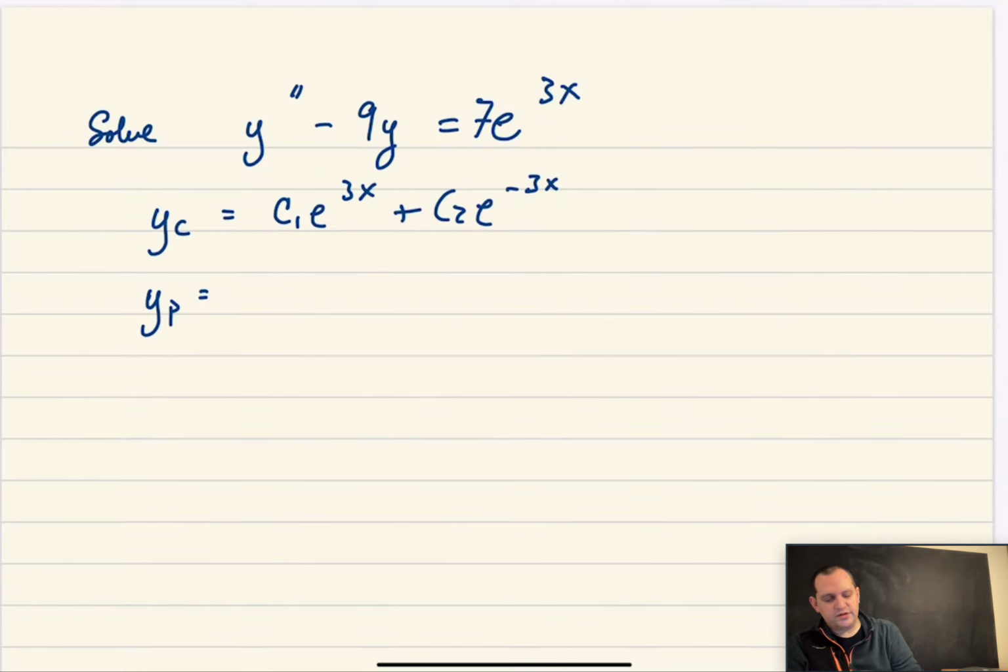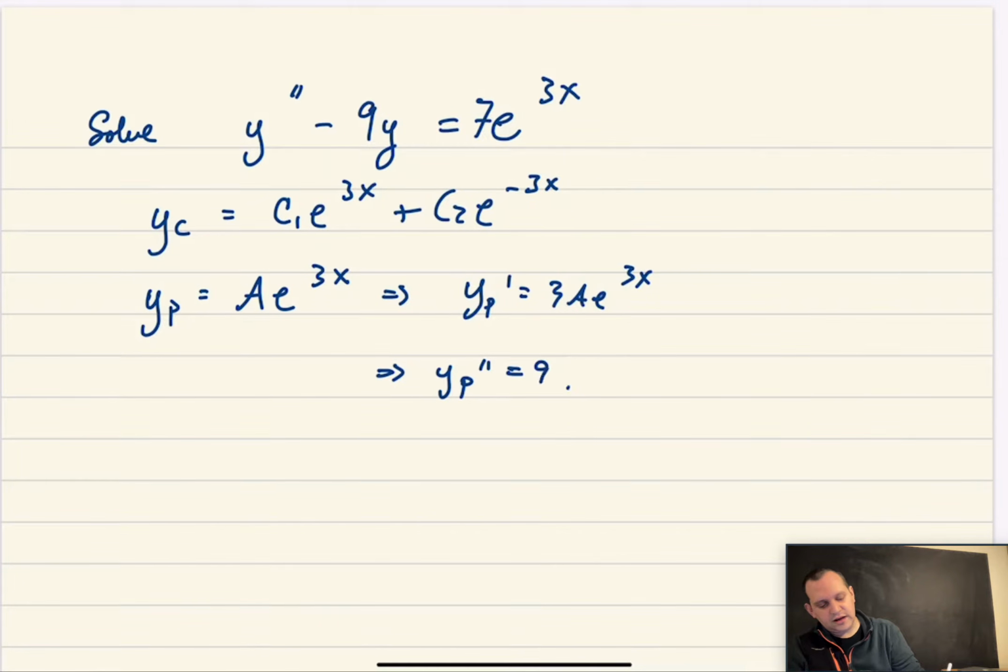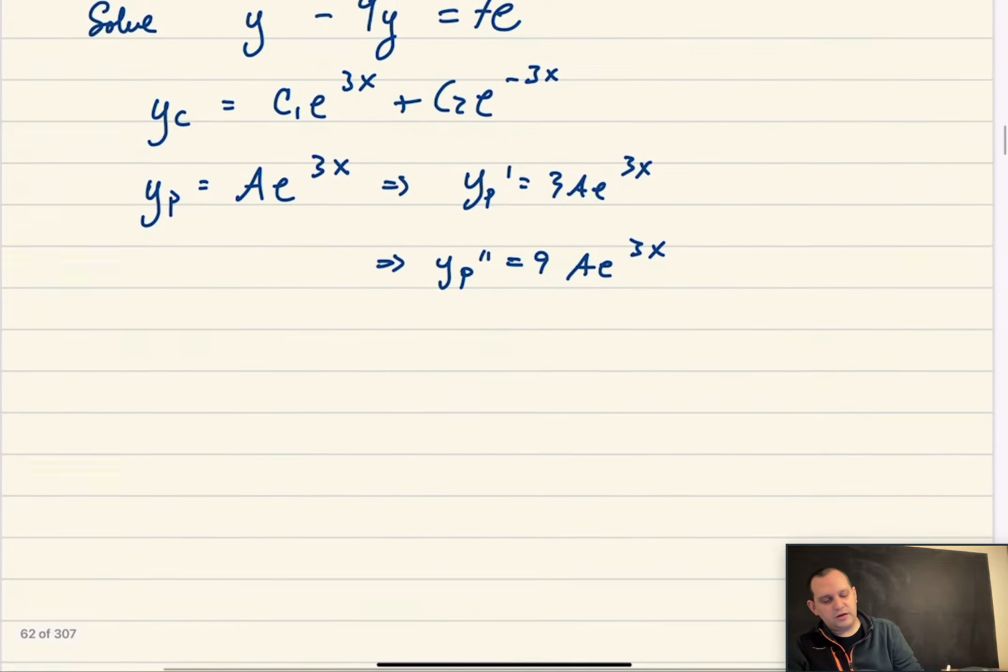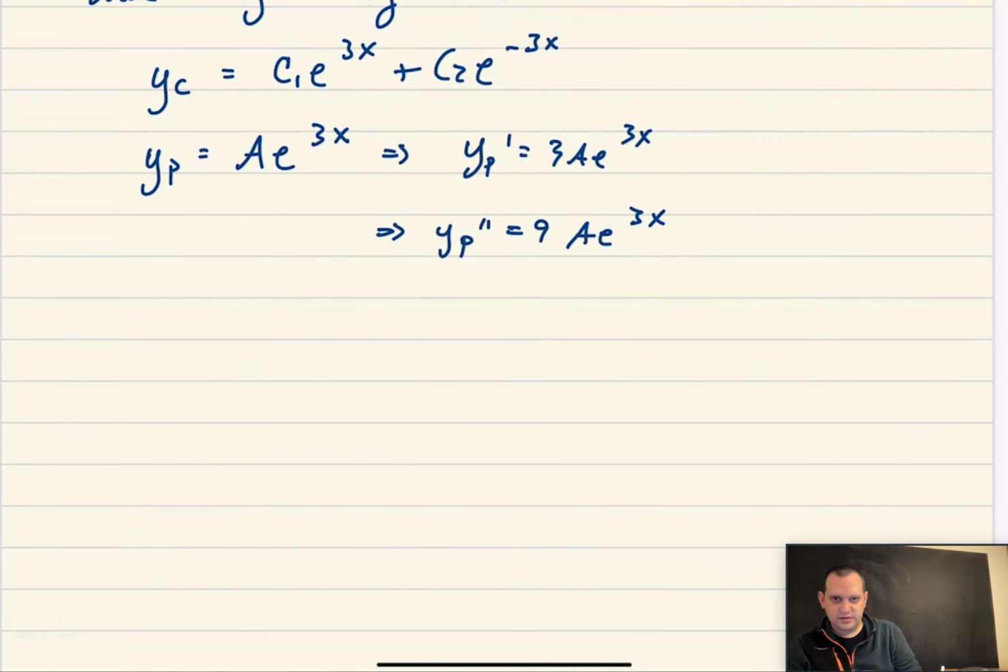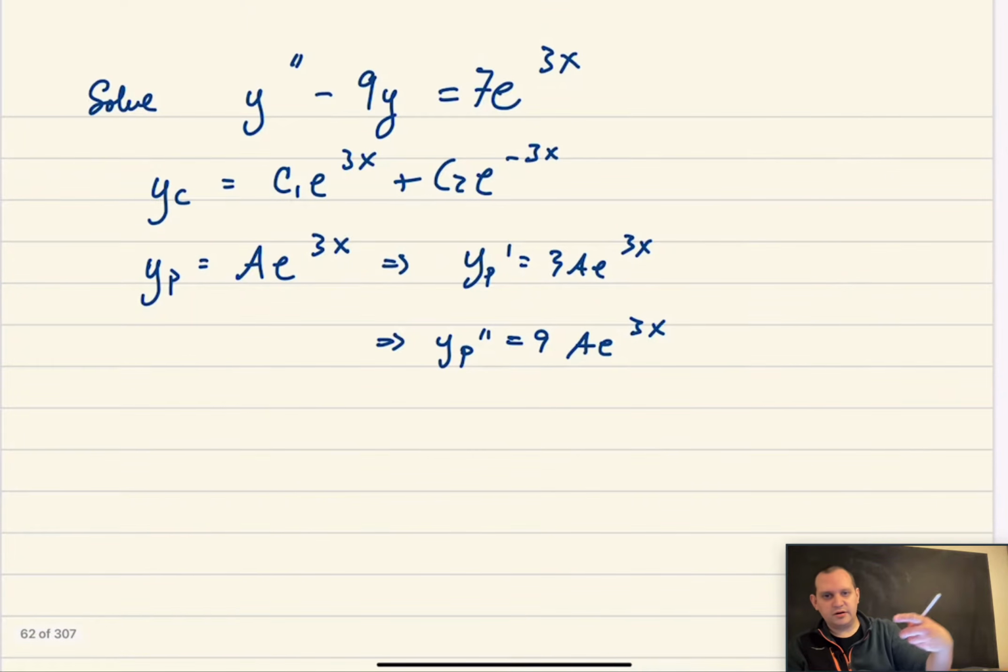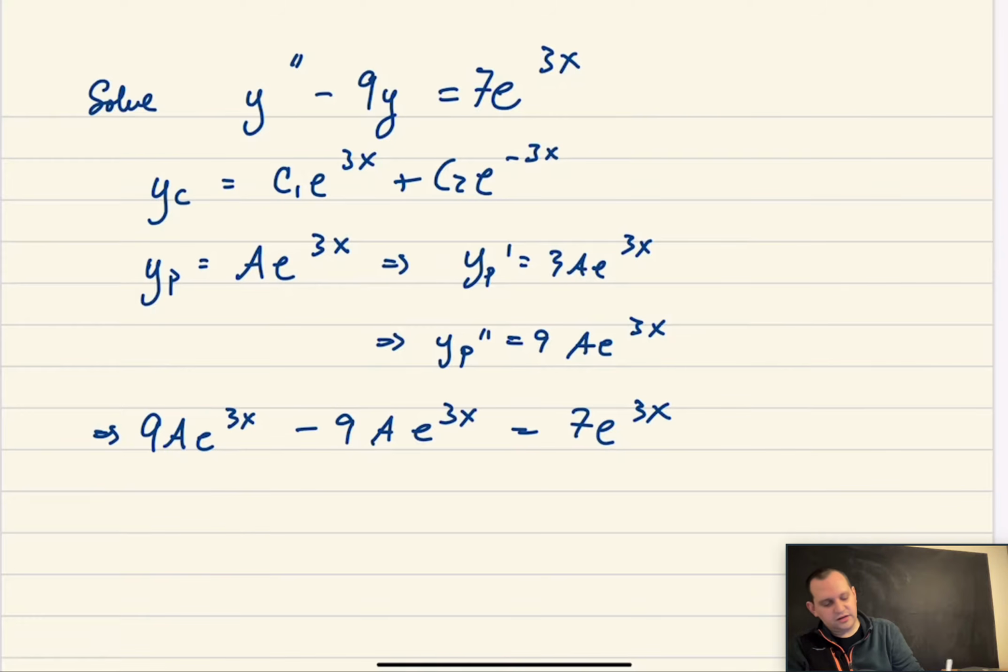Next, we're going to try and find the particular solution, and a good guess would be a constant times e to the 3x. If we take the first derivative, we'll get 3a e to the 3x. If we take a second derivative, that's going to be 9a e to the 3x. If we plug this back into our equation up top, we look at the second derivative minus 9 times the original function, so minus 9a e to the 3x, equals 7 e to the 3x.